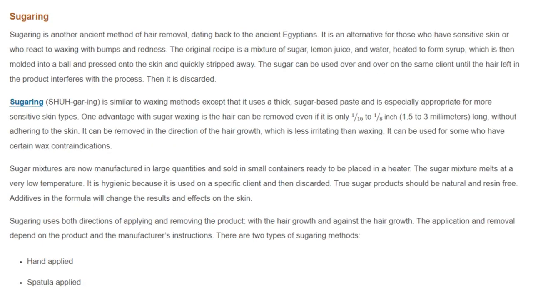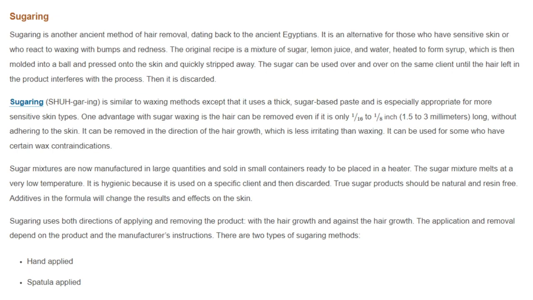Sugaring. Sugaring is another ancient method of hair removal, dating back to the ancient Egyptians. It is an alternative for those who have sensitive skin or who react to waxing with bumps and redness. The original recipe is a mixture of sugar, lemon juice, and water, heated to form syrup, which is then molded into a ball and pressed onto the skin and quickly stripped away. The sugar can be used over and over on the same client until the hair left in the product interferes with the process. Then it is discarded.